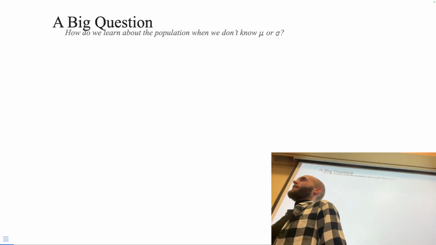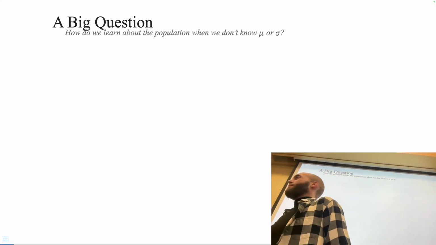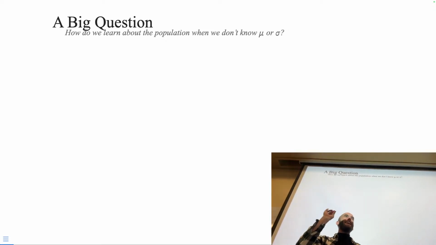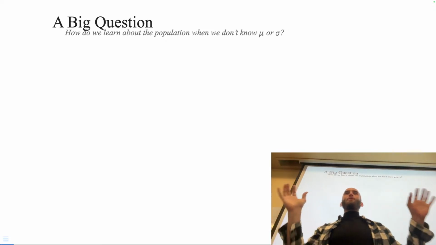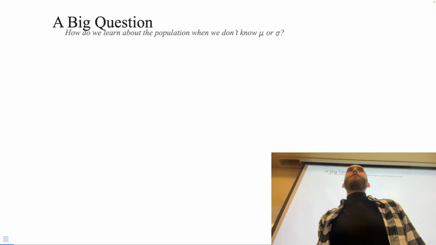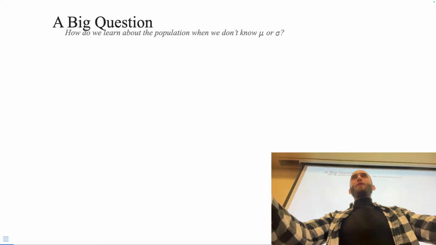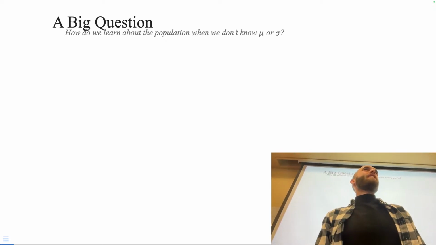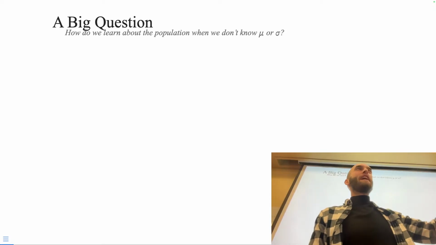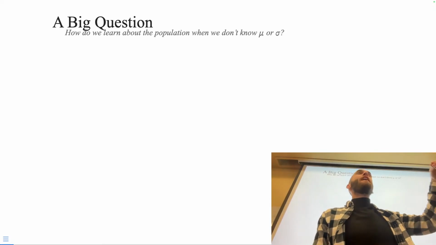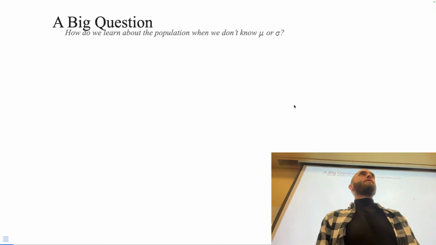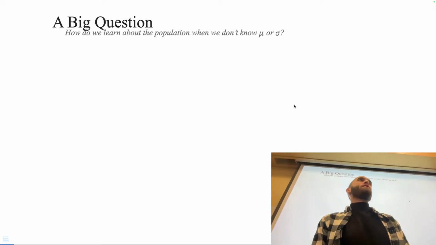So I'm just going to draw a sample. I don't know mu, and I don't know sigma. What do I do? Each of you are going to face this question in your final project. It's part of the requirement for your final project, that you approach a question of this type. Yeah, so we're going to use sample data to make claims about the population. We don't know mu and we don't know sigma, so we're going to use the sample, which is the only thing we observe.